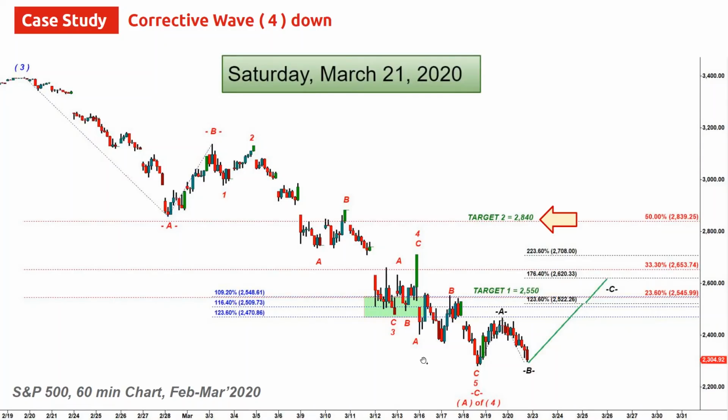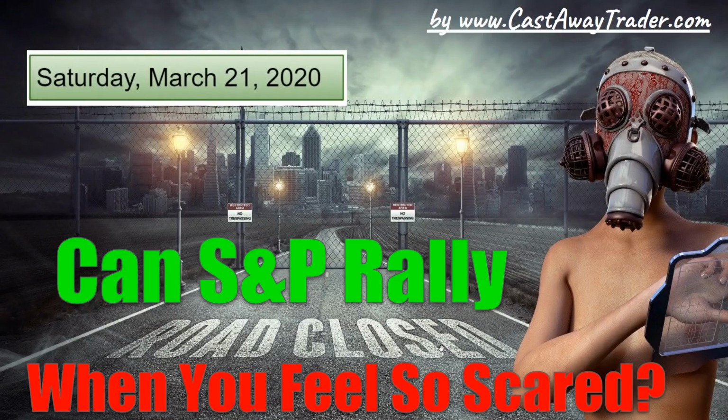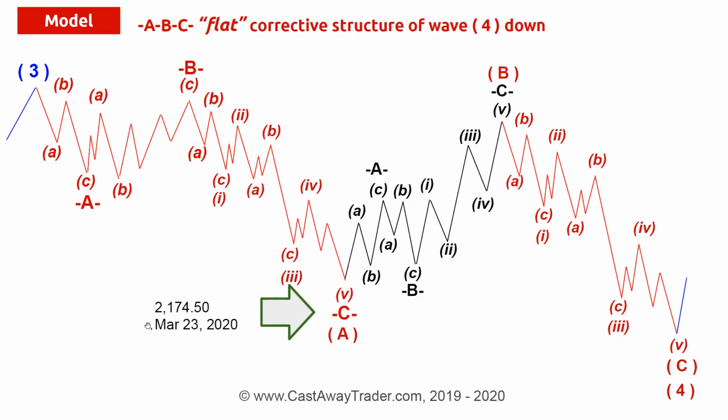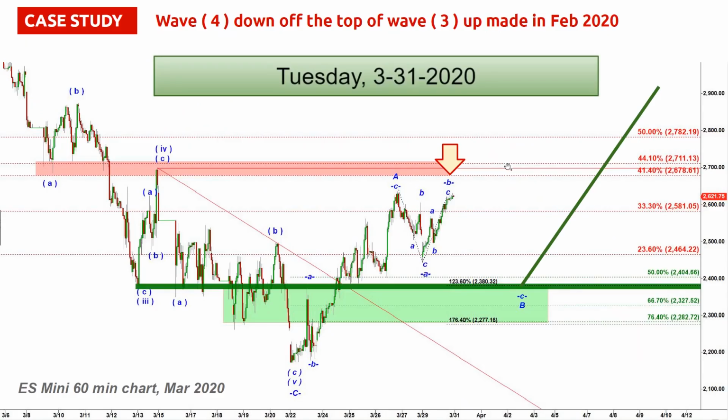If you want to know how I made that forecast and what kind of fractal I used, I would recommend you watch the video I posted on Saturday, March 21st, called Can S&P Rally When You Feel So Scared? Let's assume we are here. This is March 23rd, 2020. We need ABC up. And this is the chart I posted on Tuesday, March 31st, 2020.